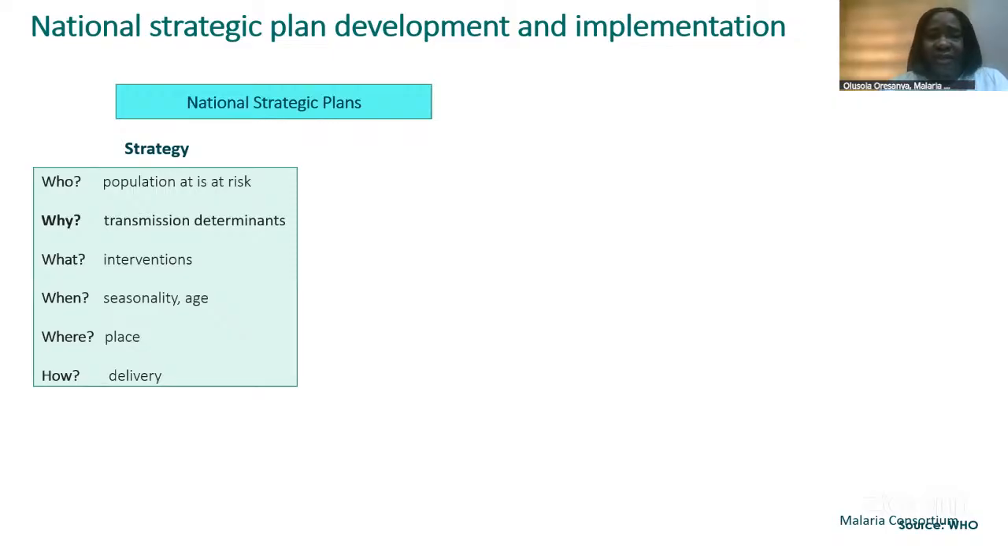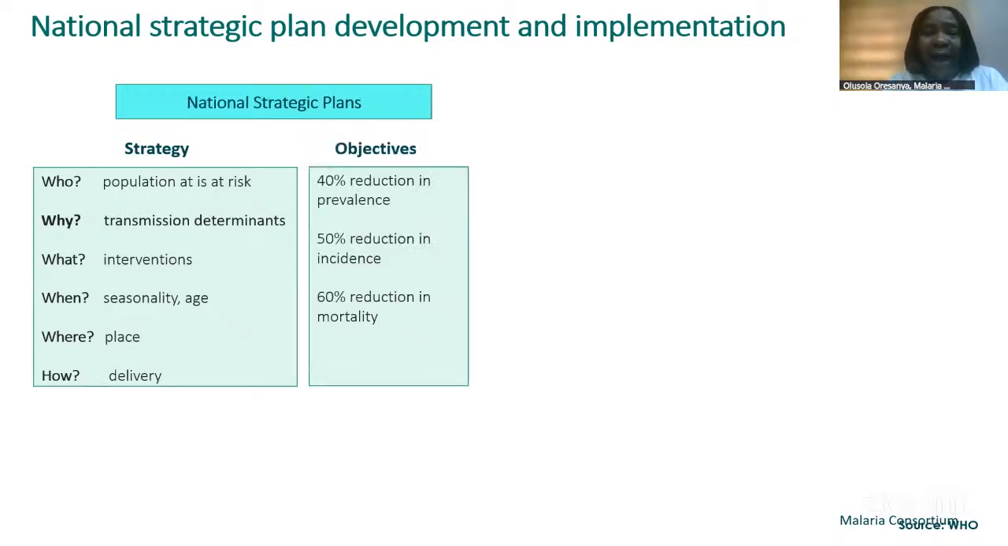You look at the transmission determinants, and you look at what intervention I want to deploy. Where do I want to deploy the intervention? When? Who will I target this intervention at? And how will the intervention be delivered? So these are all the things that are within the strategy. Okay, and then the country sets objectives for itself.